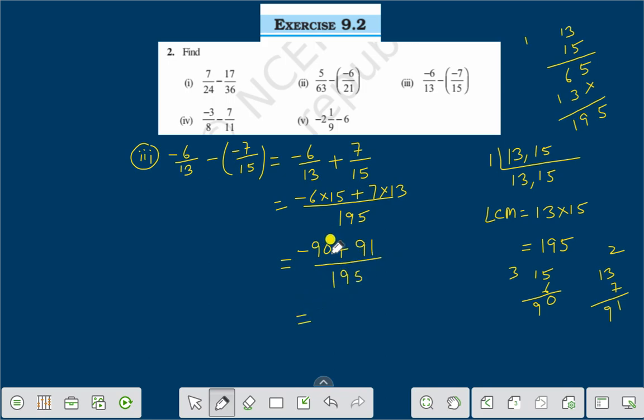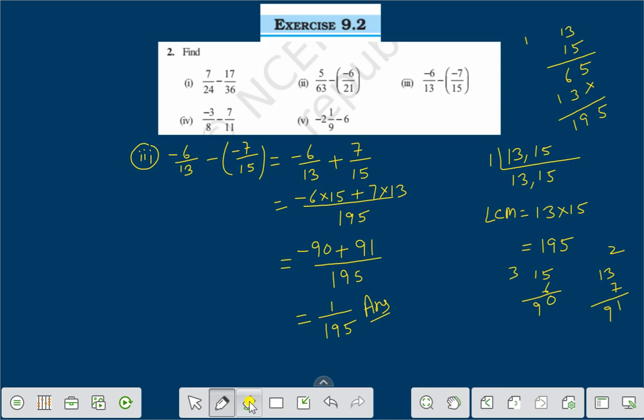Here you see, this is 90, this is 91, therefore 91 minus 90 is 1, and this is the greater number, therefore it is plus 1, that is 1 by 195. 1 by 195 is the answer of question number 3.